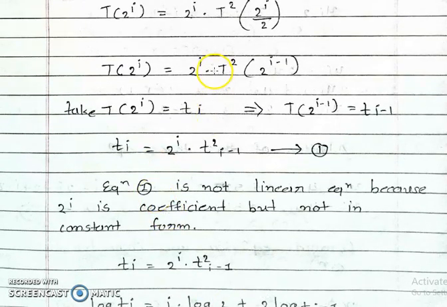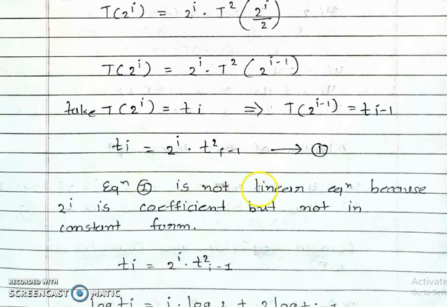Then we get the equation 2^i · T²(2^(i-1)). Take T(2^i) equal to small t(i). So we get the equation t(i) = 2^i · t²(i-1). Here T(2^(i-1)), we put as t(i-1). So here put t²(i-1). I call this equation 1.